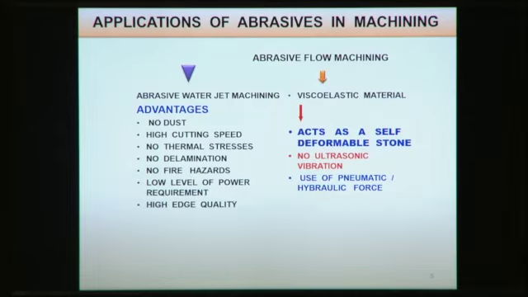No delamination, like in composite material. While cutting composite material, a delamination phenomenon occurs, where the layers separate out while cutting. That is called delamination of composite material. But in the abrasive water jet machining process, this kind of delamination is not observed. So there are no fire hazards because temperature generation is very less, so there is no fire hazard in abrasive water jet machining.